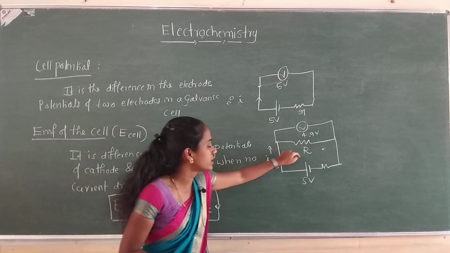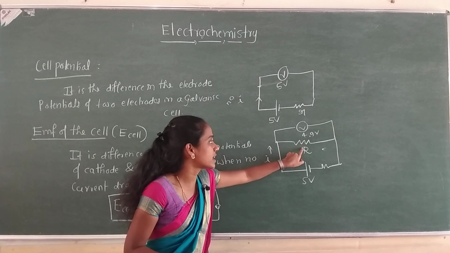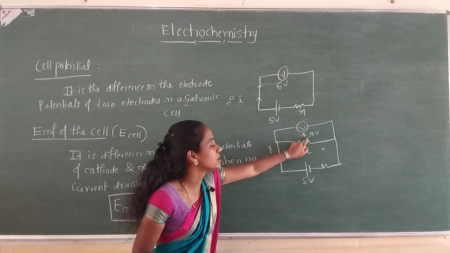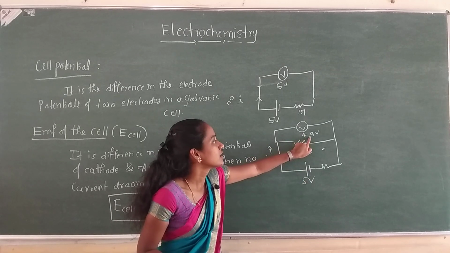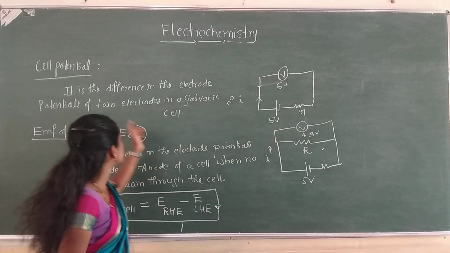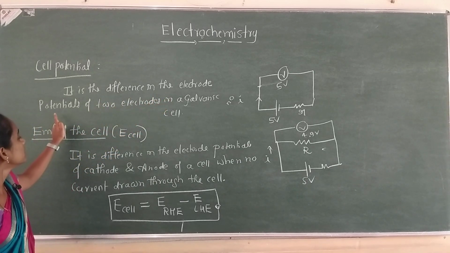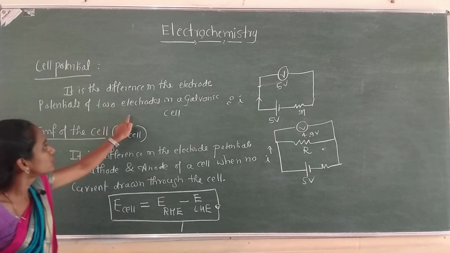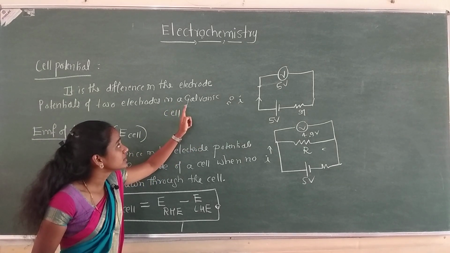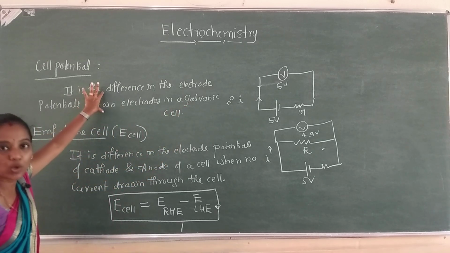That means this is a cell potential in a closed circuit where current flows in the circuit. So in a closed circuit, current flows because some load is connected across the cell. As a result, in the voltmeter reading you have a difference from the EMF value, that is the cell potential value. So cell potential is the difference in the electrode potential of two electrodes in a galvanic cell when current flows in the circuit, since it is a closed circuit.